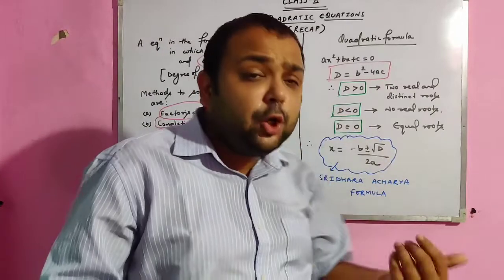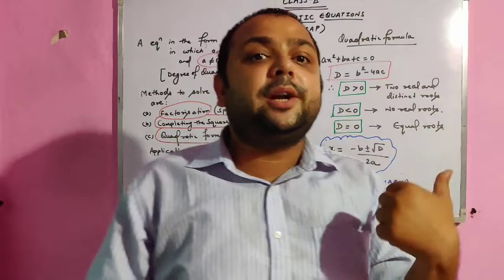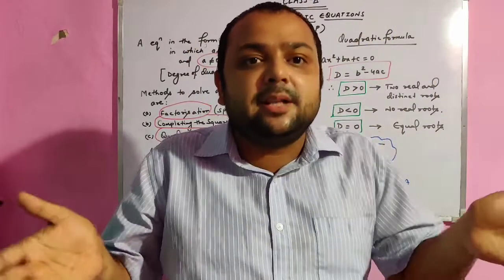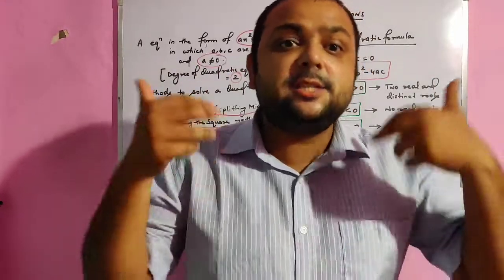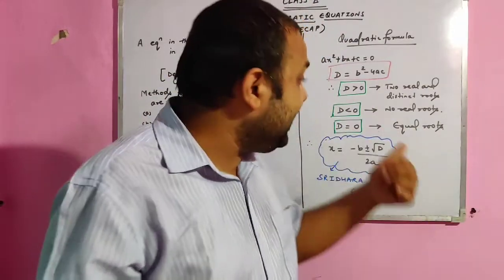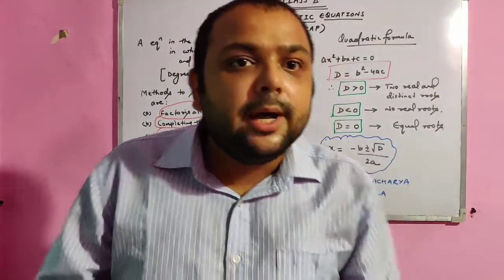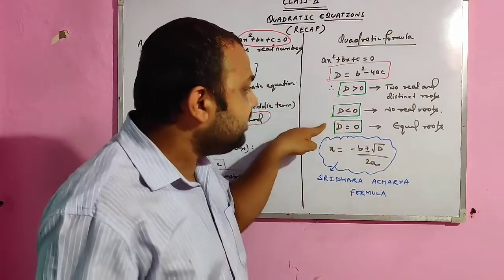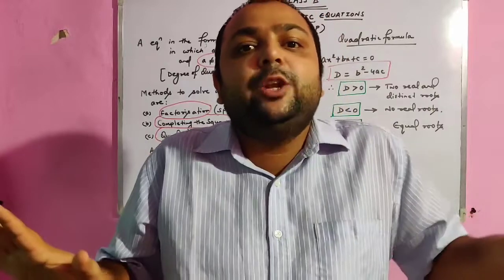If D is less than 0, we do not have any roots. If D is equal to 0, this is the most important condition, we have equal roots, just like we are getting both the same answers, x plus 5 whole square equal to 0. So the value of x is minus 5. In both the cases, alpha and beta are the same. So that is the condition of equal roots, where the discriminant should be equal to 0. Now after getting D, we should apply this formula in case of first and third, because in case of second, when D is less than 0, we do not have any roots.